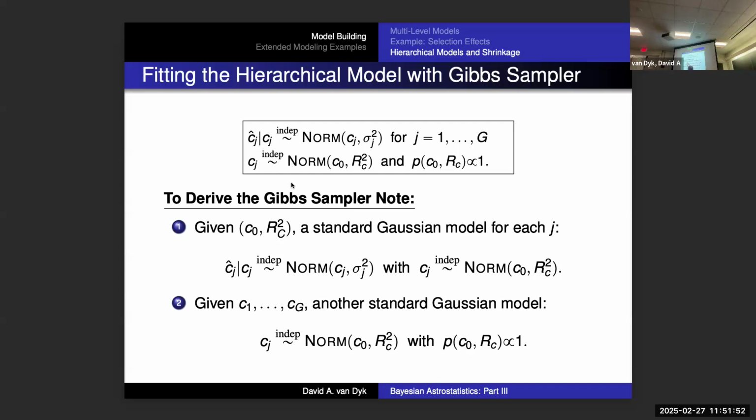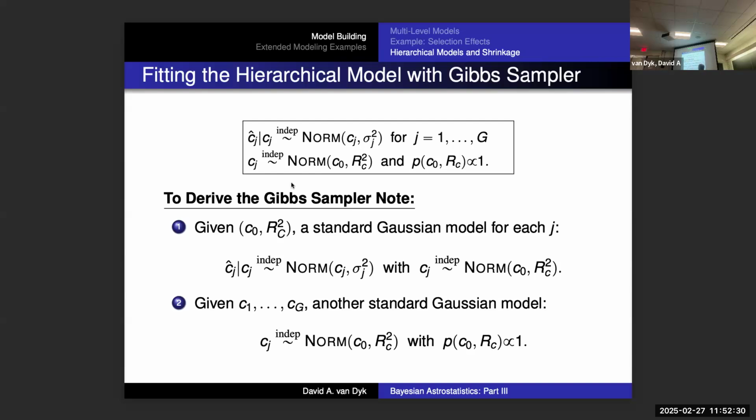In the first instance, I'm going to suppose I know C0 and R. So I know these two parameters. If you look at that with these two things known, that's just a normal likelihood with a normal prior, so that's the conjugate distribution, and I can sample from the posterior distribution. This is the likelihood, it has a normal prior, that's a conjugate distribution, so I can sample once. And then in the other step, I'm going to say, instead, that all of the C j's, all of the true colors, are known.